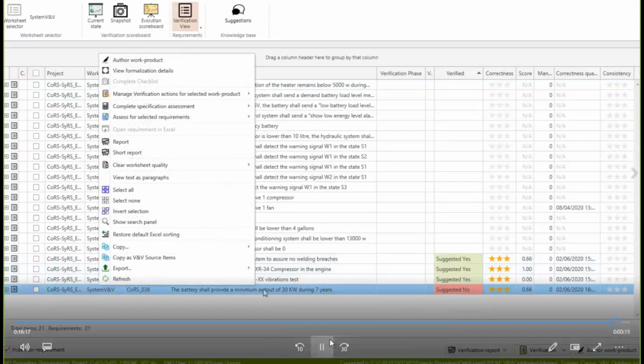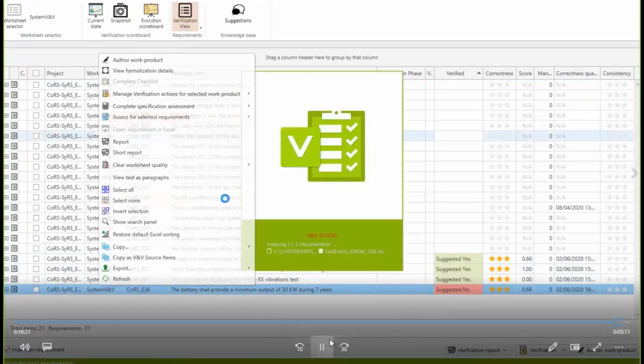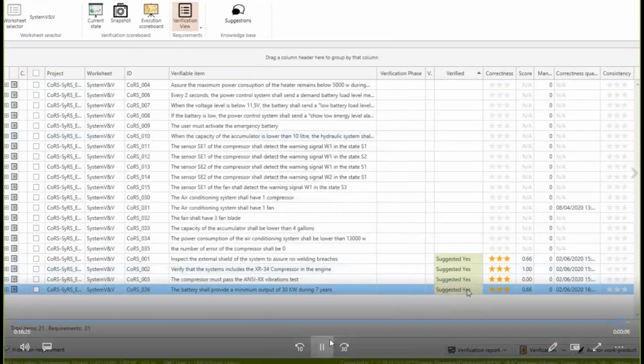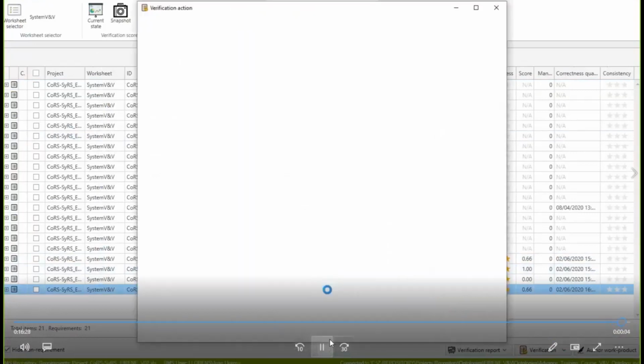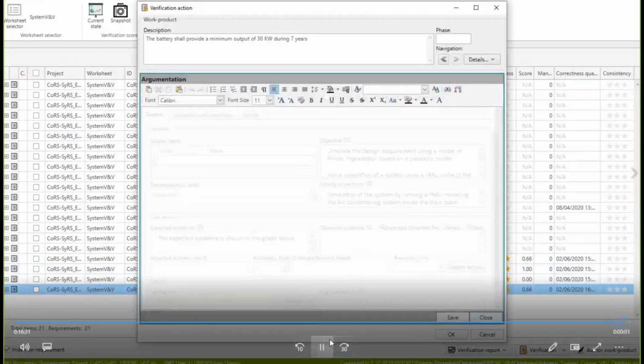You have the choice now to say manually after this green, okay, yes, I accept this as clear evidence because I have just run through the different FMUs for simulation.